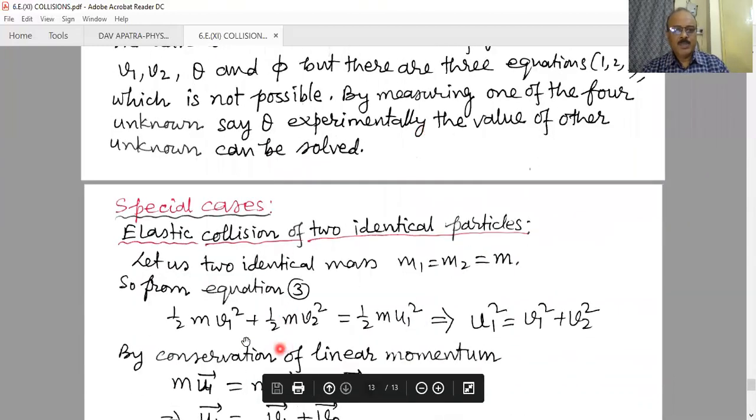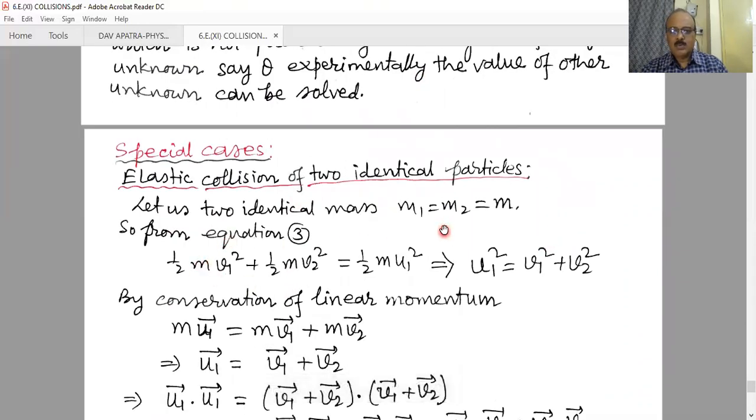Now one special case: elastic collision of two identical particles. Let us take two identical masses m1 and m2, each equal to m, in an elastic two-dimensional collision. From the law of conservation of kinetic energy, since it is elastic, we can write half m v1 square plus half m v2 square equal to half m u1 square. Half m is common, therefore u1 square is equal to v1 square plus v2 square, from the law of conservation of kinetic energy.